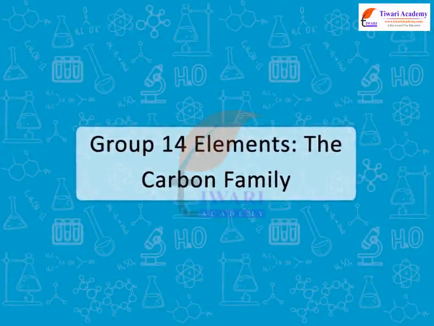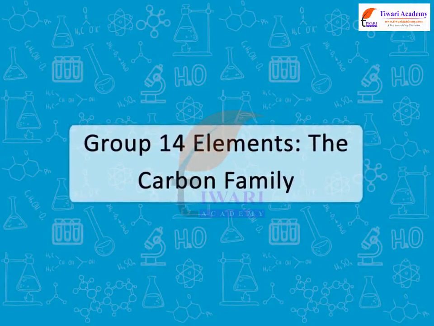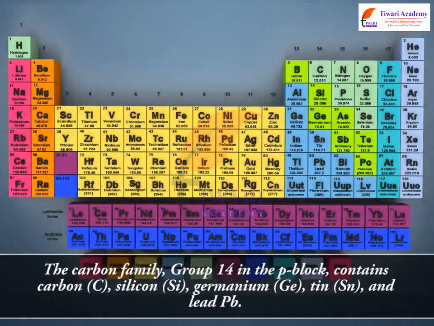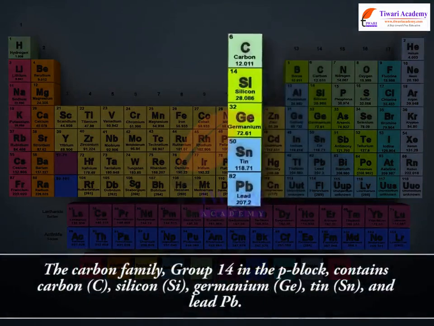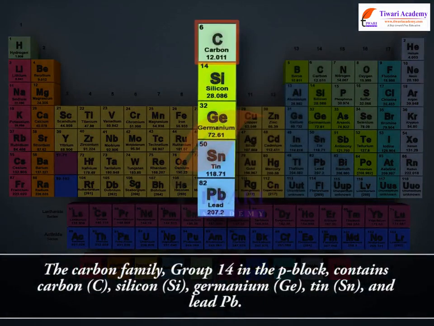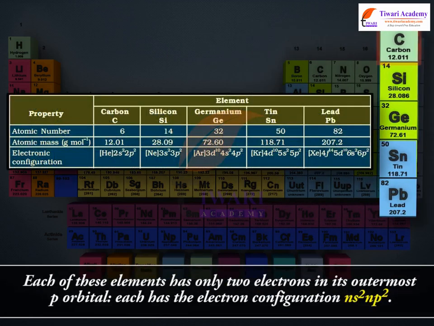Group 14 elements, the carbon family. The carbon family, group 14 in the p block, contains carbon C, silicon Si, germanium Ge, tin Sn, and lead Pb. Each of these elements has only 2 electrons in its outermost p orbital. Each has the electron configuration ns2np2.